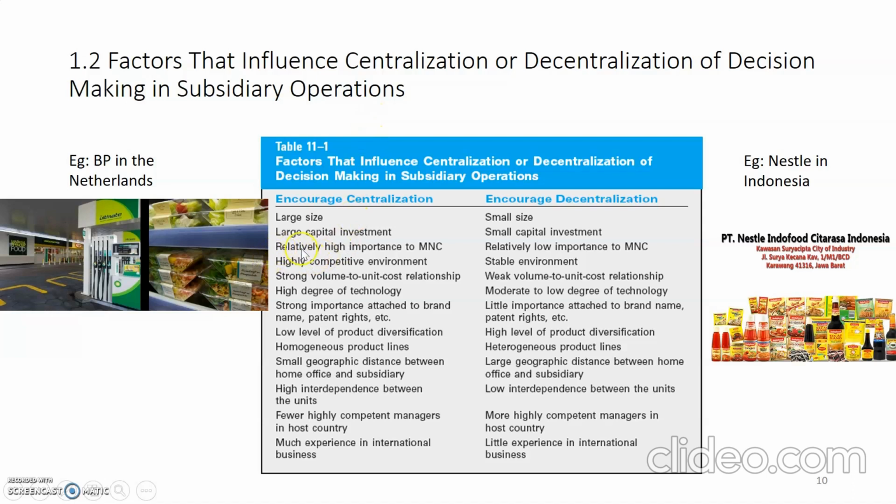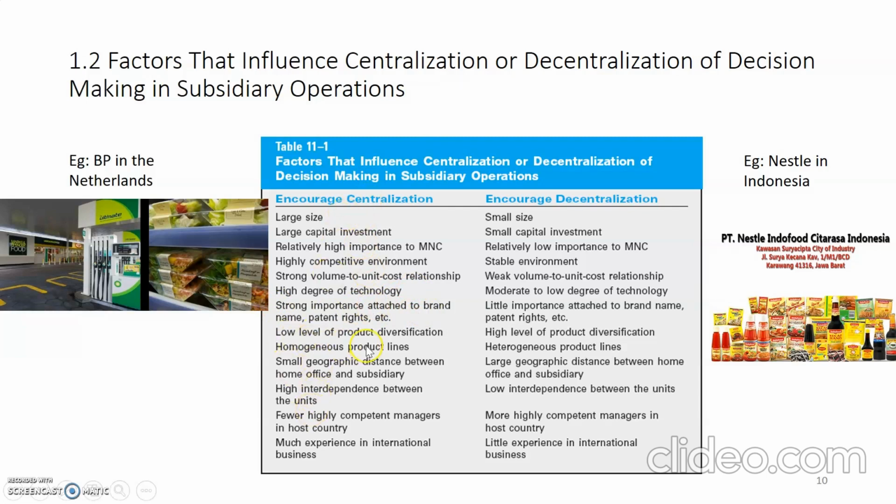If the subsidiary has high importance for the MNC, if the environment is highly competitive, important. Also, if there's a strong volume, unique cost relationship or high degree of technology, so the cost will be higher. There will be strong importance attached to the brand name and so on. It will encourage centralization in decision making.